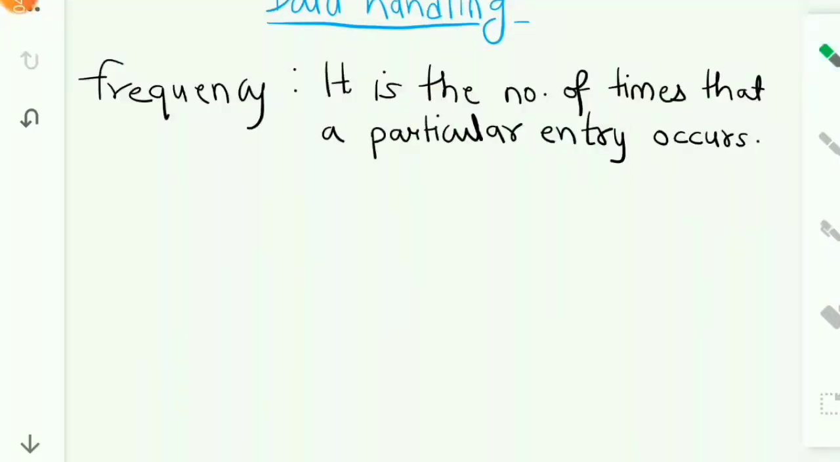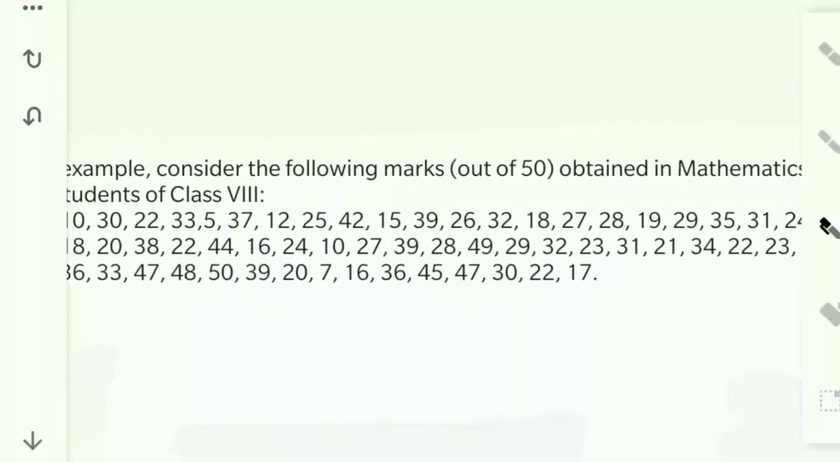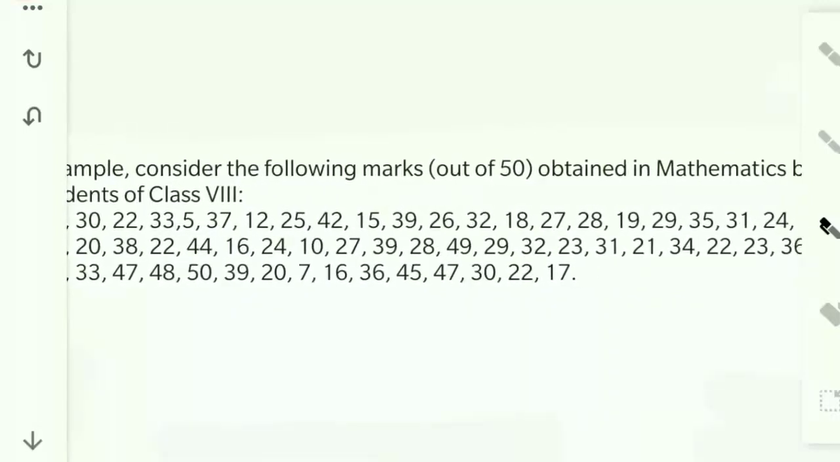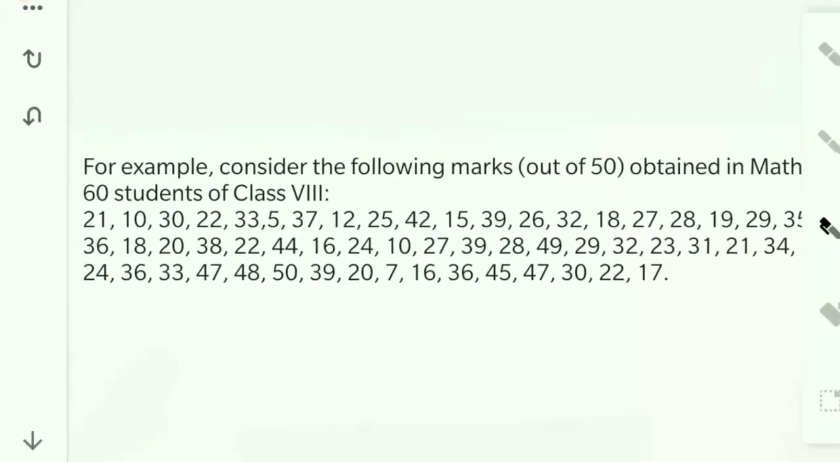Frequency. What is frequency? It is the number of times that a particular entry occurs in a given data set. Now let's see this example as to how to make a frequency distribution table. We have an example: the following marks out of 50 obtained in mathematics by 60 students of class 8.